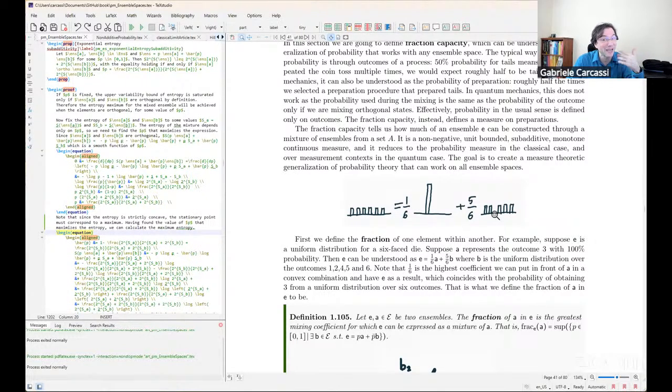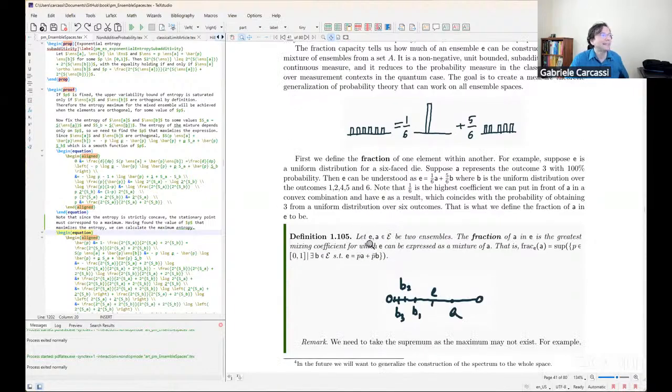That's the difference between having a convex set and a vector space. So note that 1/6 is the highest coefficient we can put in front of A in a convex combination and have E as a result, which coincides with the probability of obtaining 3 from a uniform distribution over 6 outcomes. That is, we define the fraction of A in E to be that. And so this is going to be related to probability because, again, for classical distributions, it works like that.